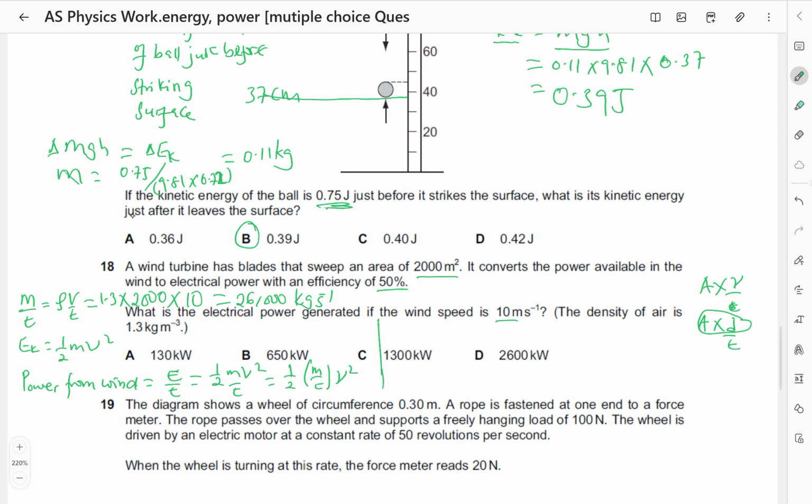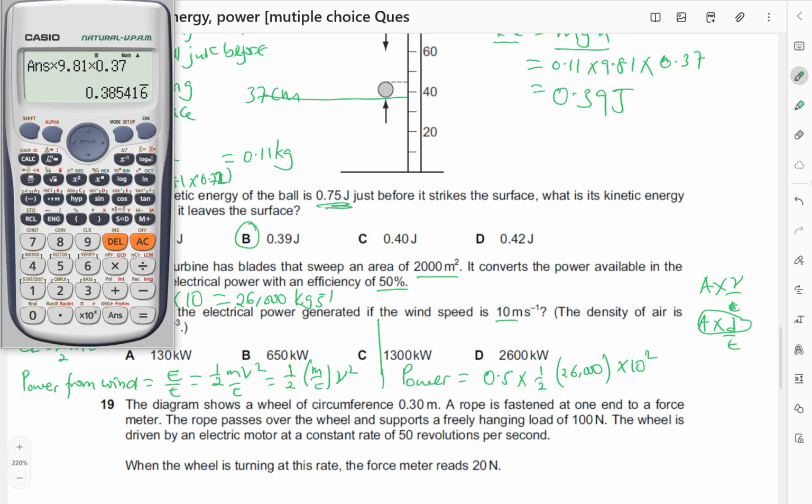So 50% is 0.50. Because what is the electrical power generated if the wind speed is that? So we want power generated. So this power generated, remember it is going to be just 50% of what is coming from the wind. So it will be 0.5, that is the 50%, times a half, times m over t, which is 26,000, then times v squared, which is 10 meters per second. So this is times 10 squared, which is the speed.